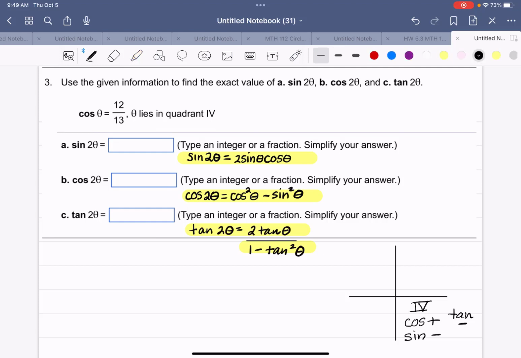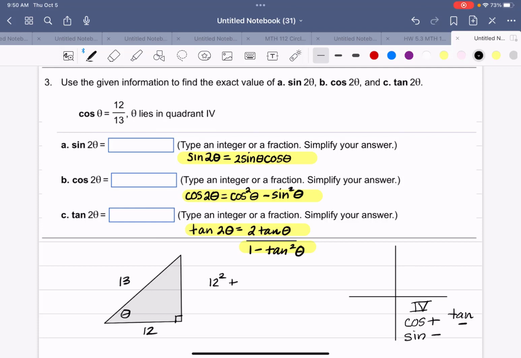So sine 2 theta. Well, we have to find our missing side first. So I'm just going to sketch a little triangle here, and I'm going to label what I know. If theta is here, and the cosine is 12 over 13, I know the adjacent side and the hypotenuse, but I don't know the other side. So I'm going to use the Pythagorean theorem.